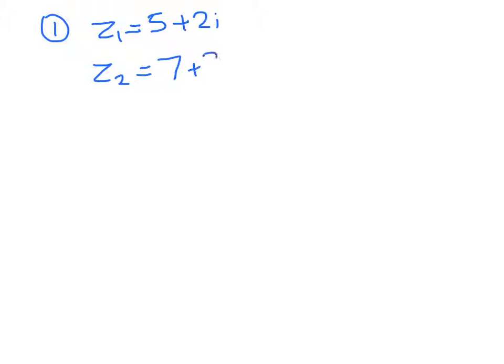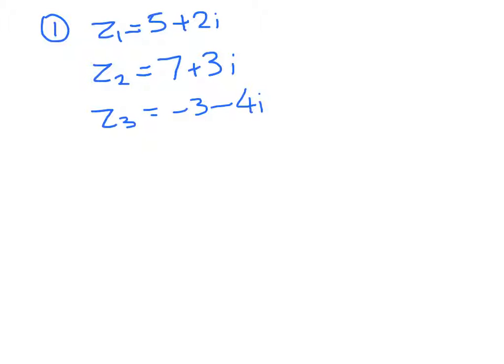Right, so we'll make up three complex numbers. Z1 is going to be 5 plus 2i. Z2 is equal to 7 plus 3i. And Z3 is going to be -3 minus 4i. I've just made those up, any old numbers.